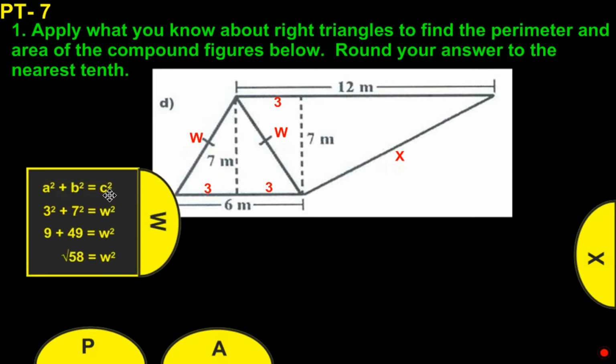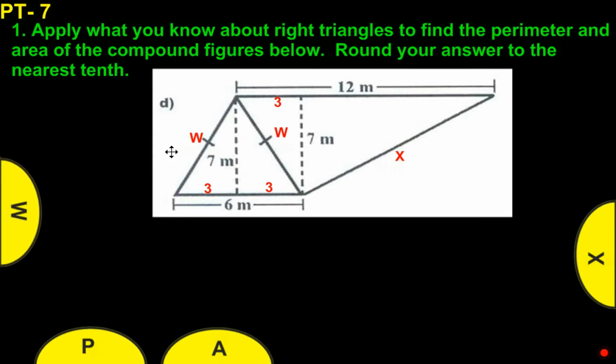A squared plus B squared equals C squared. We have 3 squared plus 7 squared equals W squared, or 9 plus 49 equals W squared. And we have the square root of 58 equals W. And we'll leave it at that for now, because again, we don't want to deal with full calculator display. We'll have to punch that in every time, and there's no point in doing that. So we have square root of 58 for these sides.